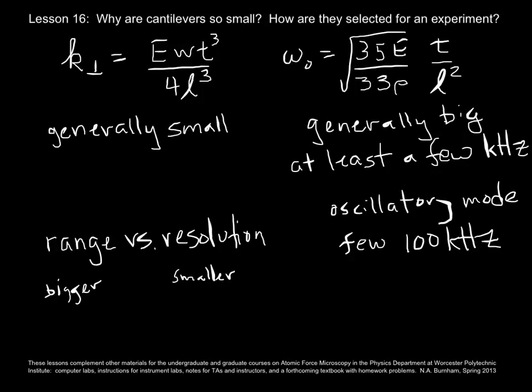Note that in some sense these two equations are diametrically opposed. For the spring constant, we generally want that small. For the resonant frequency, we generally want that big. And yet in each case, the thickness is in the numerator and the length is in the denominator. And so when you're optimizing one, you're compromising the other. Fortunately, there's a wide variety of cantilevers on the market, and there's probably one that matches your needs.